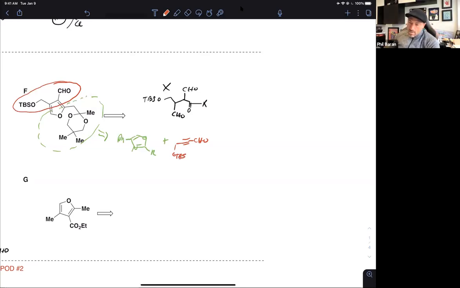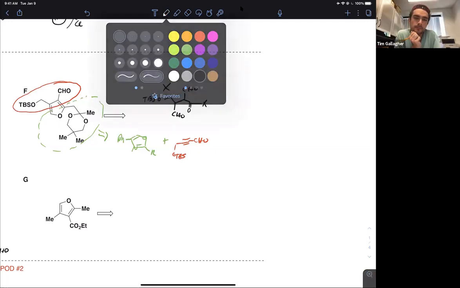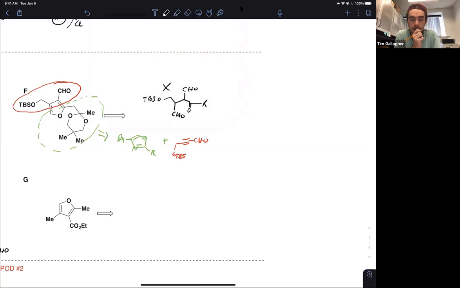Great. Oxazoles, easy to make. We'll talk about that in the second half of heterocycles. So just for now, trust me, oxazoles are pretty straightforward to make.